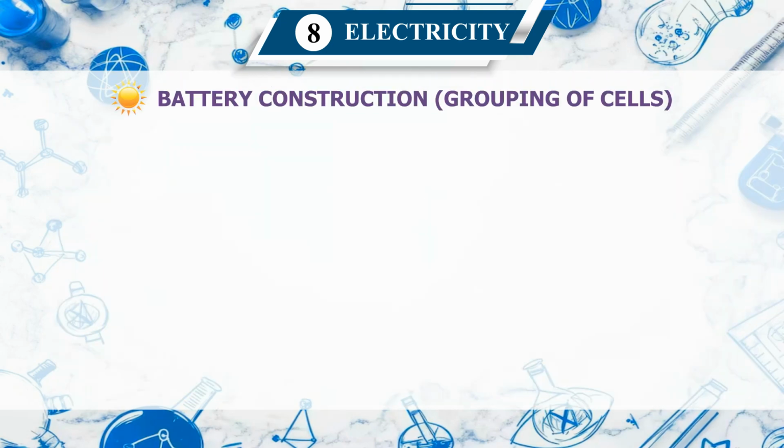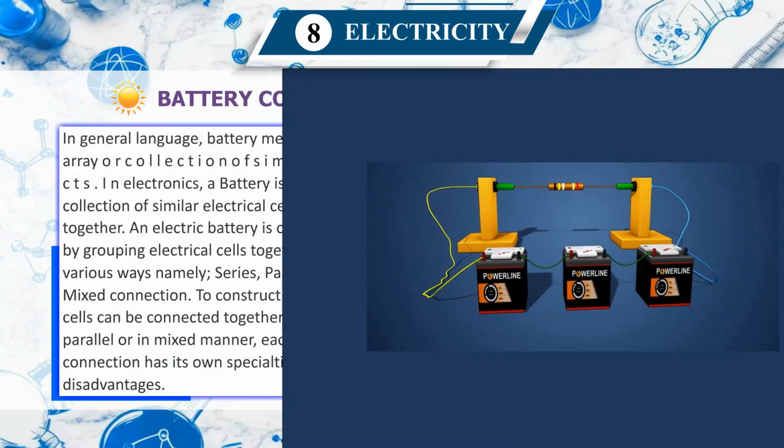Battery construction, grouping of cells. In general language, battery means an array or collection of similar objects. In electronics, a battery is a collection of similar electrical cells grouped together. An electric battery is constructed by grouping electrical cells together in various ways, namely series, parallel, and mixed connection. To construct a battery, cells can be connected together in series, parallel, or in a mixed manner. Each type of connection has its own specialities and disadvantages.